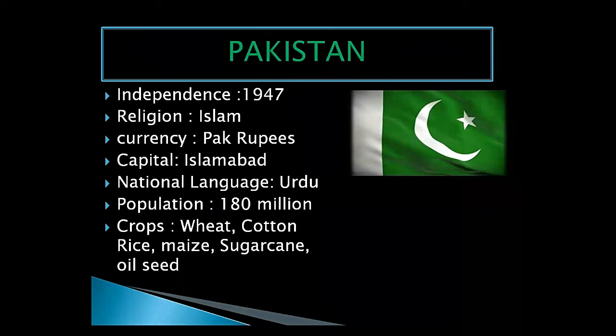Pakistan became independent in 1947. The national religion of Pakistan is Islam. About 97% of the people are Muslim, while minorities include Hindus, Christians, Parsis, Sikhs, and Buddhists. Pakistan is a democratic country, and its official name, according to the Constitution of 1973, is the Islamic Republic of Pakistan.